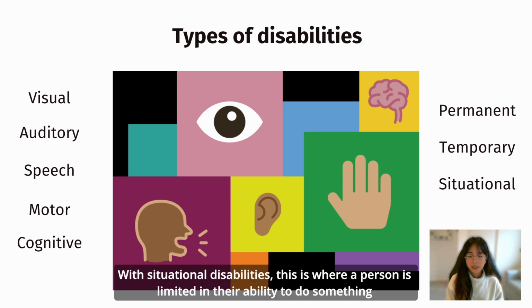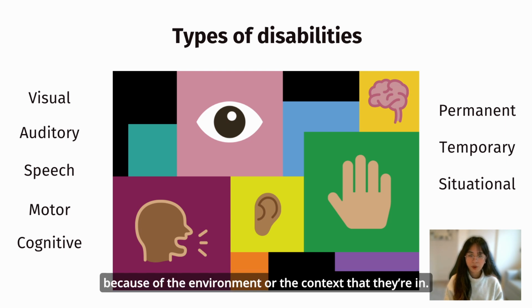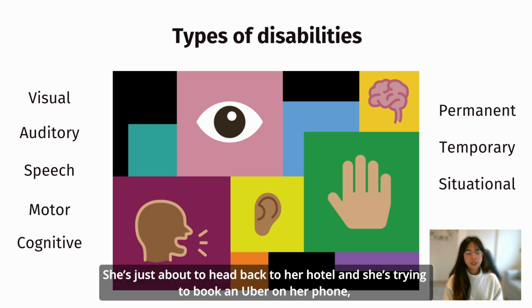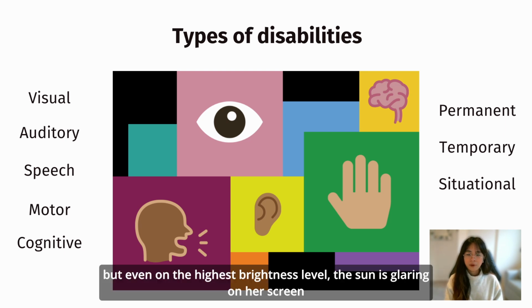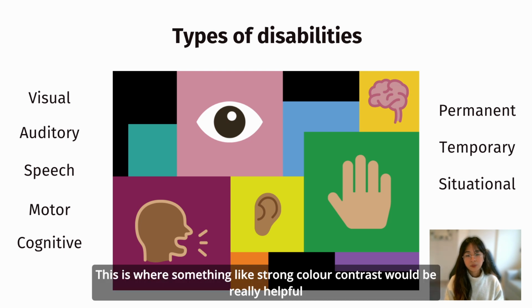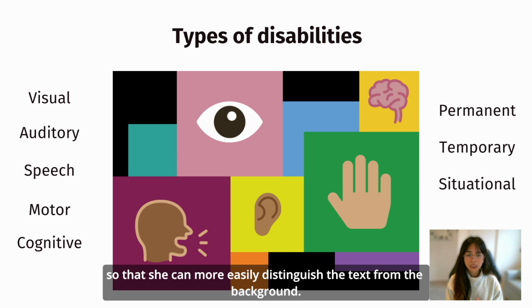With situational disabilities, this is where a person is limited in their ability to do something because of the environment or the context that they're in. So let's take Lily again, for example. She's just about to head back to her hotel and she's trying to book an Uber on her phone, but even on the highest brightness level, the sun is glaring on her screen and she just can't see what's on her phone. She can see that there's some kind of text on the screen, but it's so faint that she doesn't know what it says. So this is where something like strong color contrast would be really helpful so that she can more easily distinguish the text from the background.